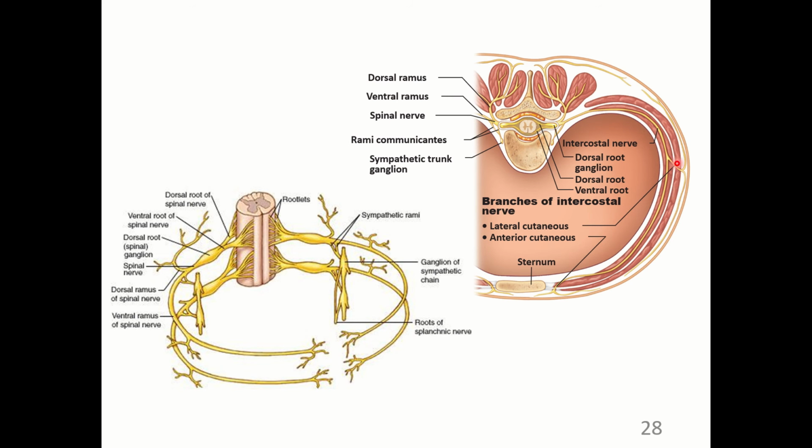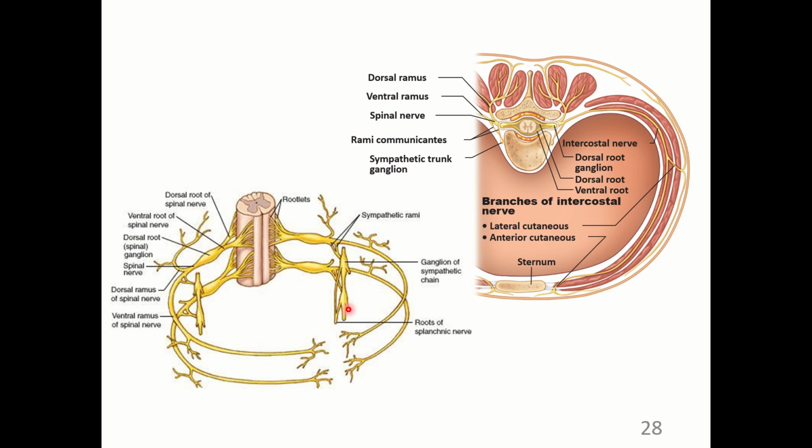The anterior ramus in the thoracic region curves anteriorly towards the front of the body. And you can imagine that this is going to be where your intercostal muscles are, that are in between each rib. And so that is what these nerves will be innervating.